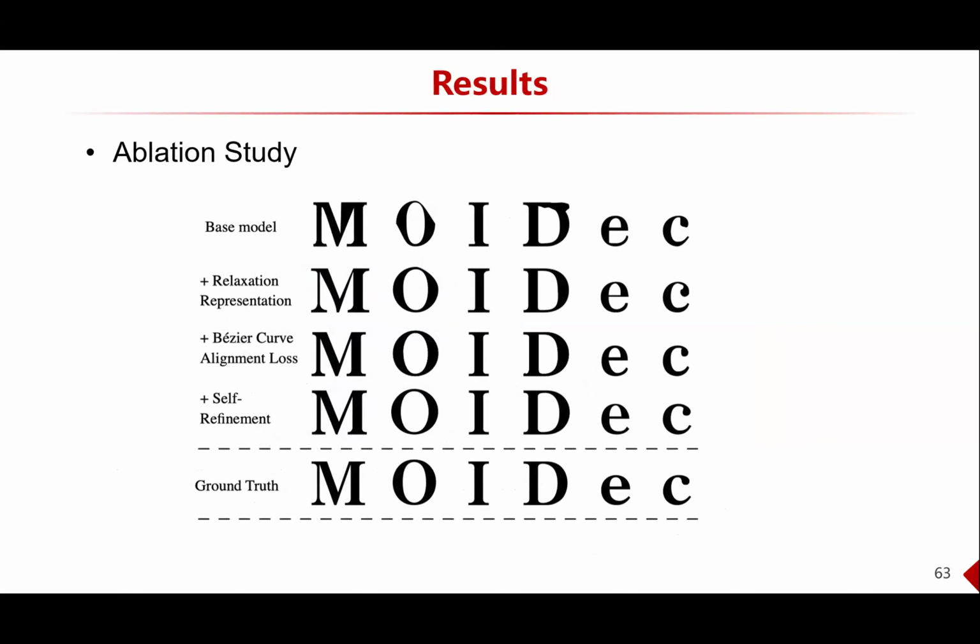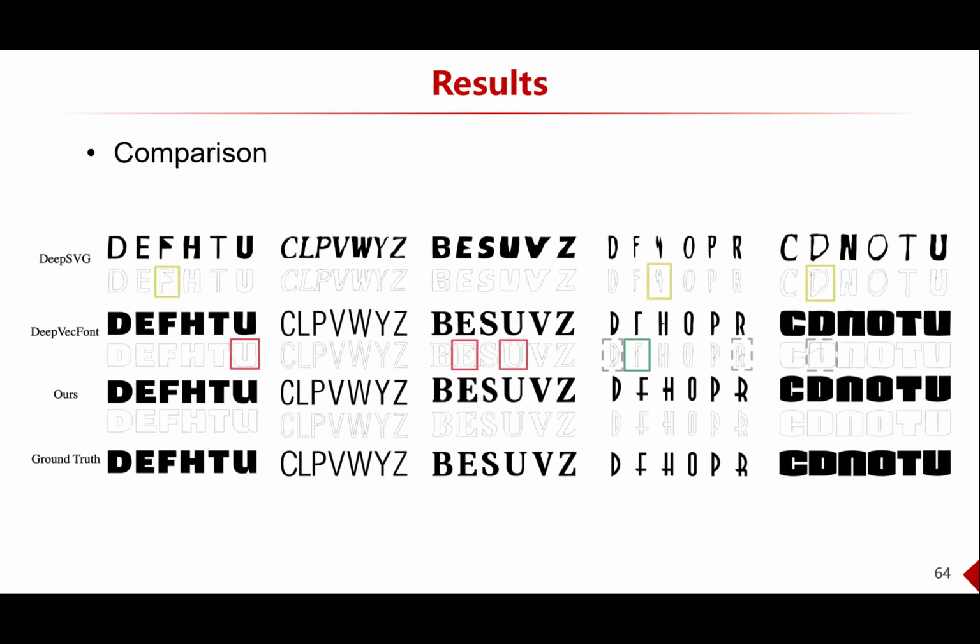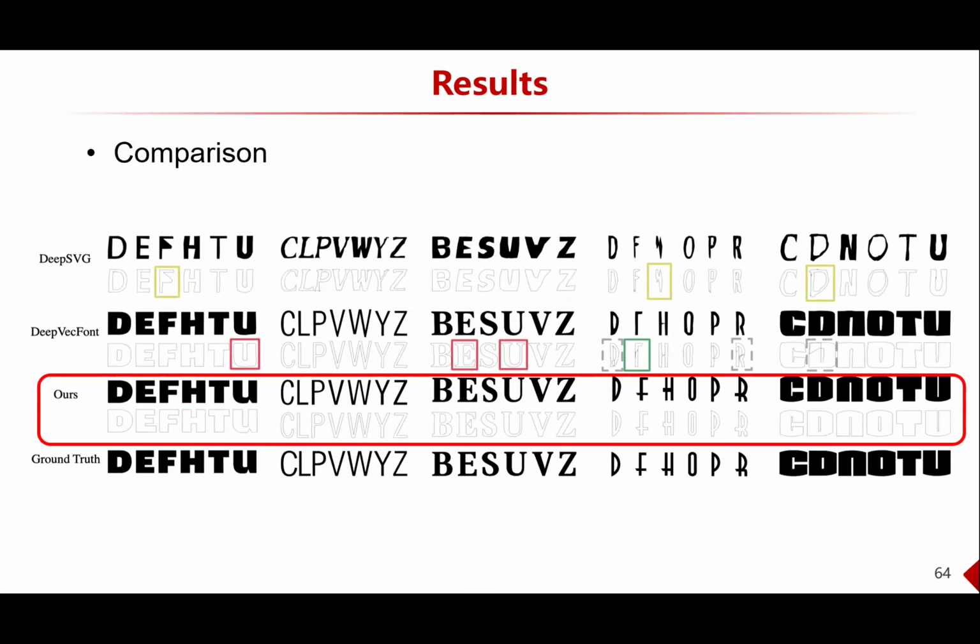This is an ablation study results verifying the effectiveness of the proposed relaxation representation, the Bezier curve alignment loss, and the self-refinement module. Okay. We also compare our method with other approaches. As we can see, our method achieved obvious advantages in generating high quality English vector fonts with various styles.